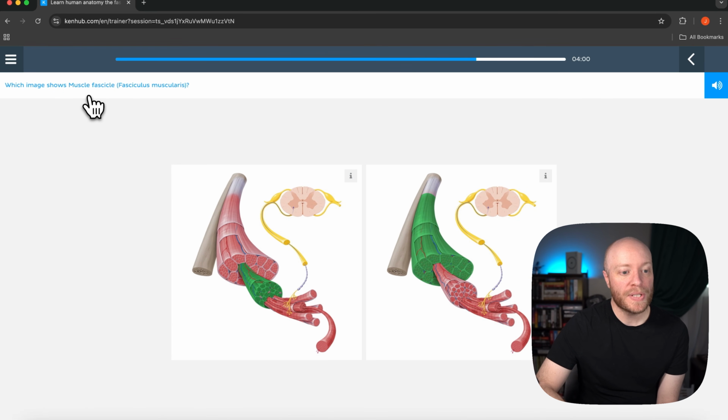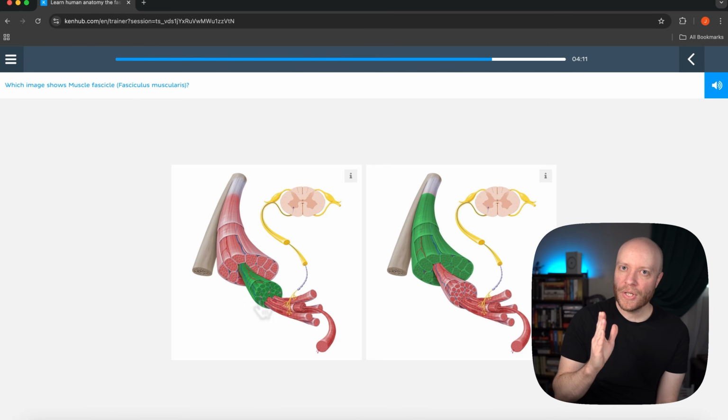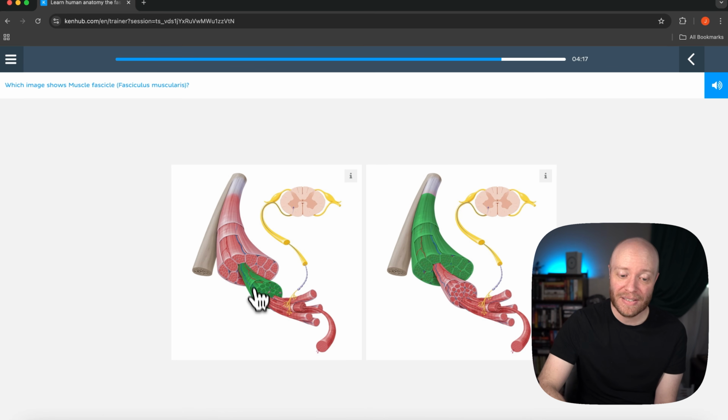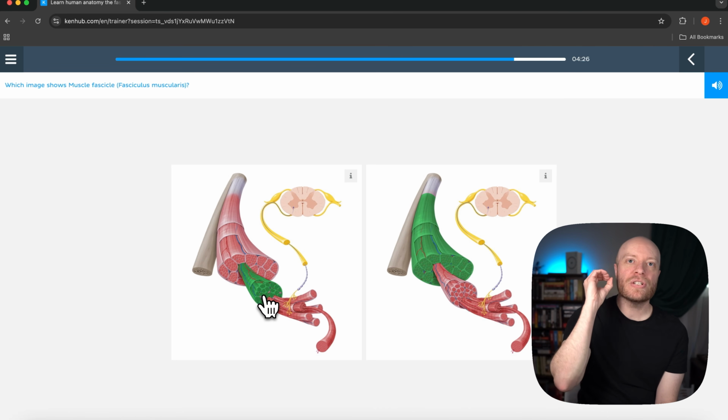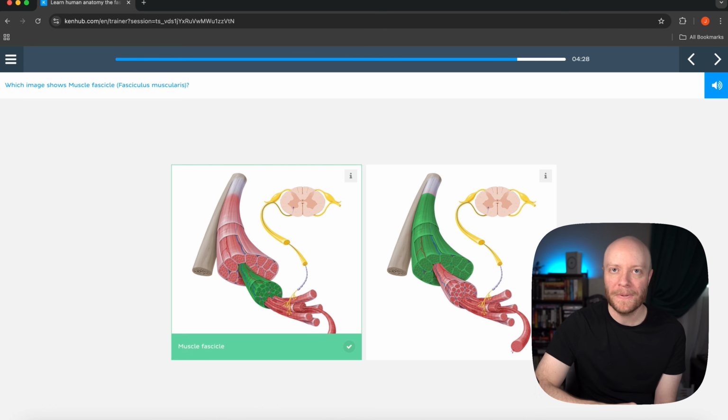Which image shows the muscle fascicle? Which of these is a fascicle? So that is going to be this. Now again, remember, the fascicle is created by the perimysium, but the fascicle is also going to include the structures that are inside of it. So you could think of it almost like the myofibril, the muscle cells, all of those belong inside of that fascicle, because a fascicle is just a bundle of muscle cells.